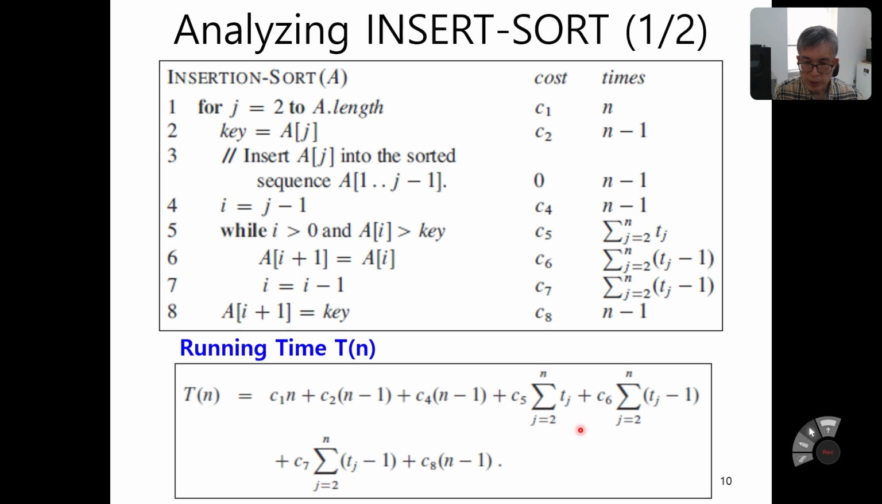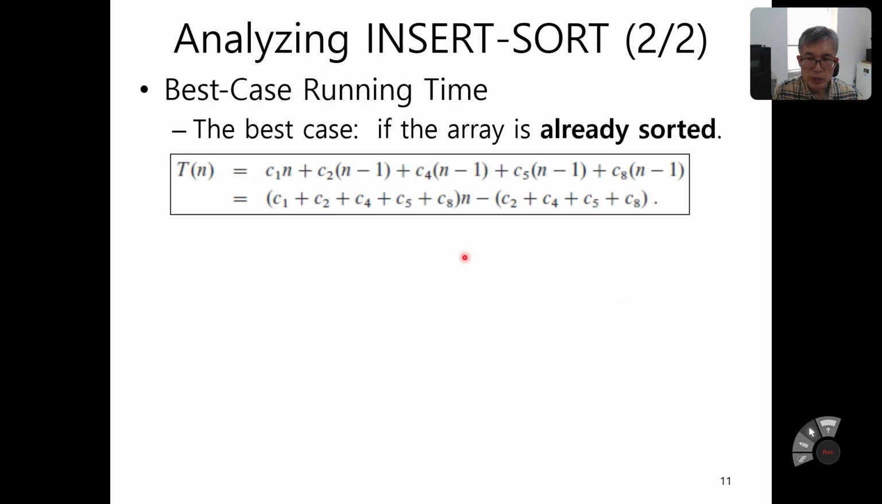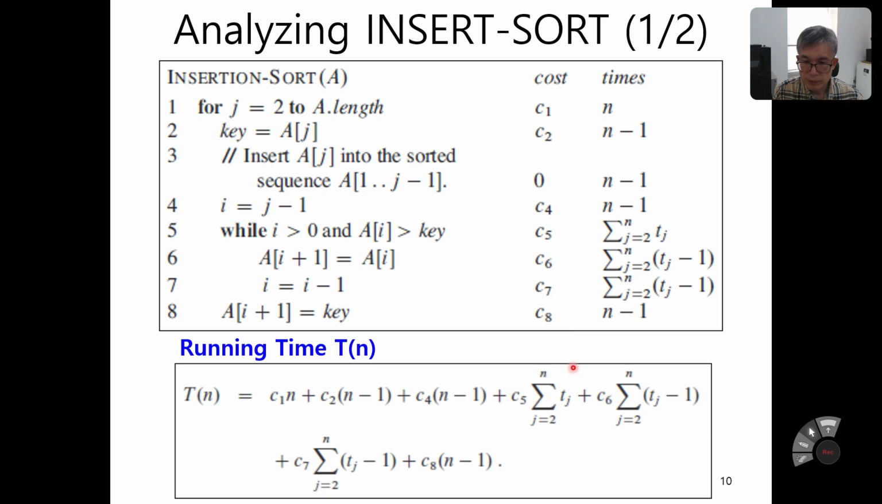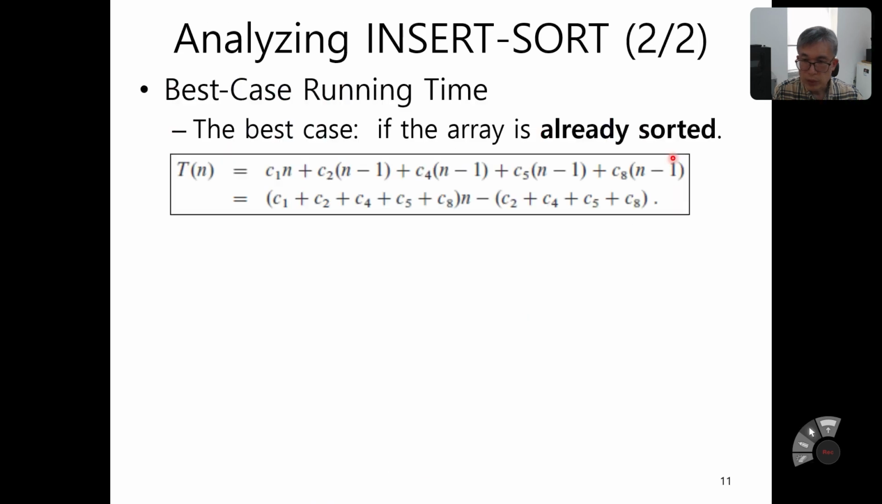So we get the c1 term, and c5, c6, c7 are considered. This is n minus 1 times c5. From 2 to n the count is n minus 1, and this one is n minus 1, this is n minus 1, n minus 1. So we rearrange.